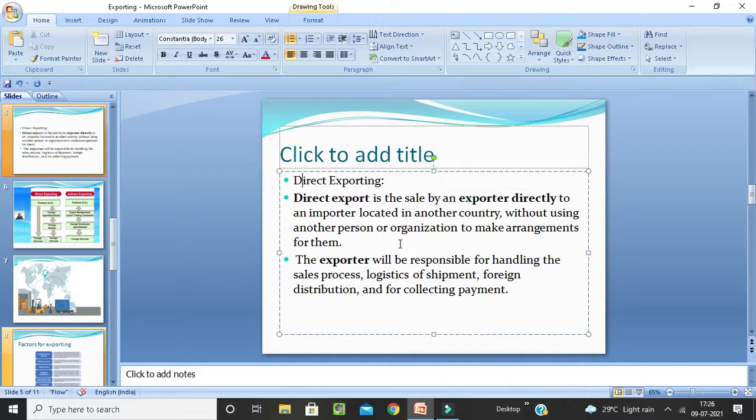Intermediate people, middle people will be there, where they will find the final consumer and they will sell it. But here in direct exporting, the sale is going directly to the importer located in another country without using another person or organization to make arrangements for them.